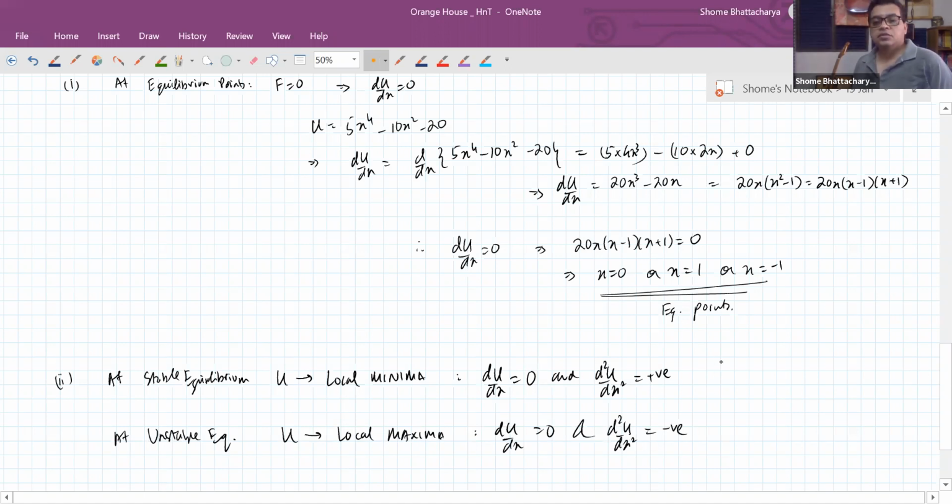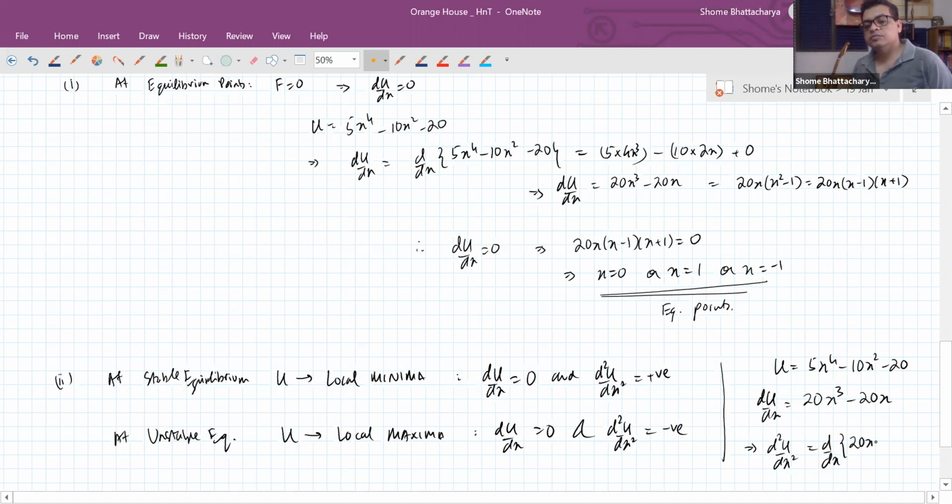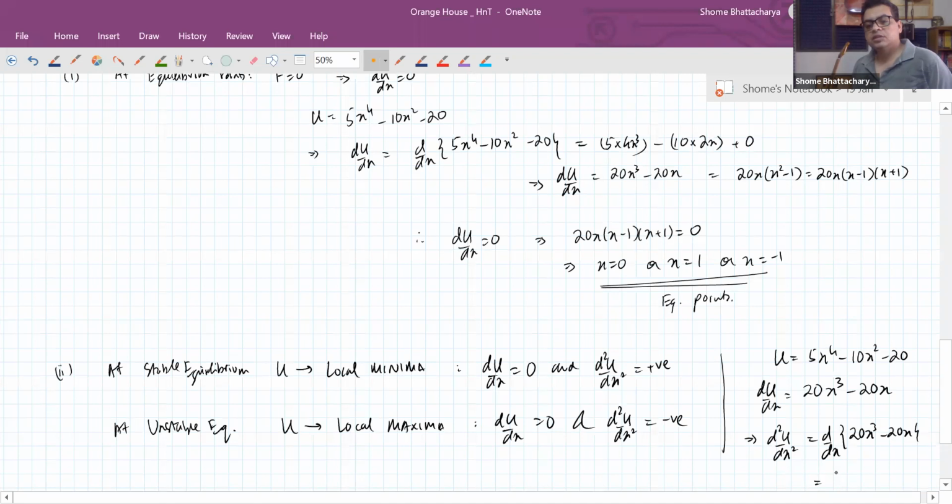Okay. So now let's just check up. The derivative we saw just now was 20x cube minus 20x. So second derivative is differentiation of this. Okay. So our second derivative is how much? It is 60x square minus 20. This is the second derivative term.